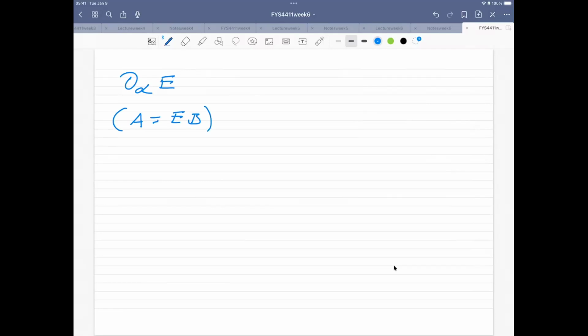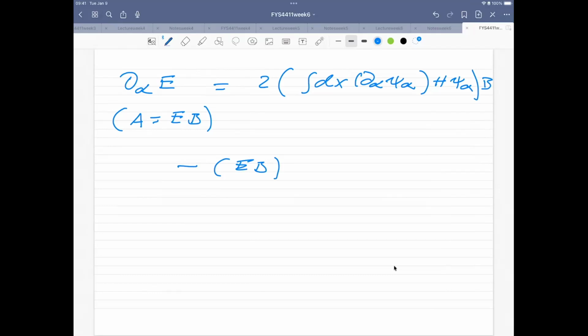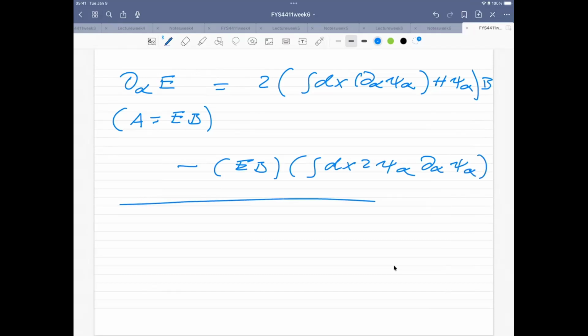Pretty straightforward to see that, because the energy, we can then replace the equation with a 2, and then we have an integral dx of d alpha psi alpha, H times psi alpha. So let me do this properly. This is multiplied with B, and then we have minus E times B, which is A, and this is then multiplied with the derivative of B, which is dx 2 times psi alpha times d alpha of psi alpha, like this. And this has to be divided by the denominator, which is B squared.